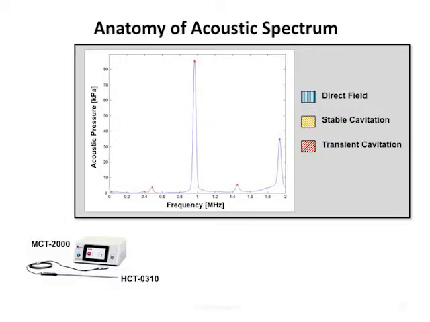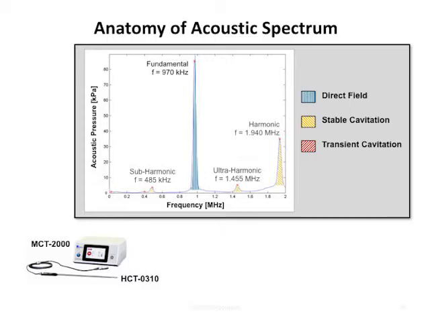The MCT2000 combines the power of a high-speed digitizer, spectrum analyzer, and advanced microprocessor to produce an acoustic pressure spectrum. Different components in the spectrum are analyzed to quantify the fundamental frequency and pressure from the direct field, stable cavitation, and transient cavitation. Specifically, the pressure within the fundamental frequency peak represents the direct field pressure from the sound wave.